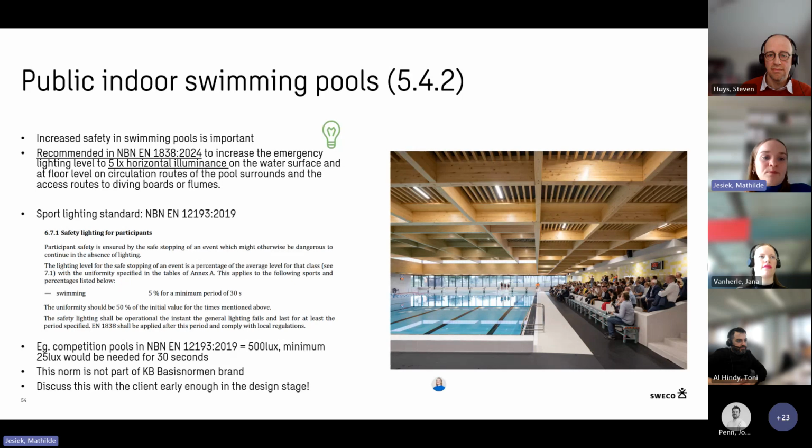Then for indoor swimming pools, there's also a new recommendation. This is not mandatory, but it's a recommendation that on the whole water surface and the circulation areas around the pool, you need to have 5 lux horizontal. In the sport norm for pools, they say something else. They say that you need 5% of the minimum.